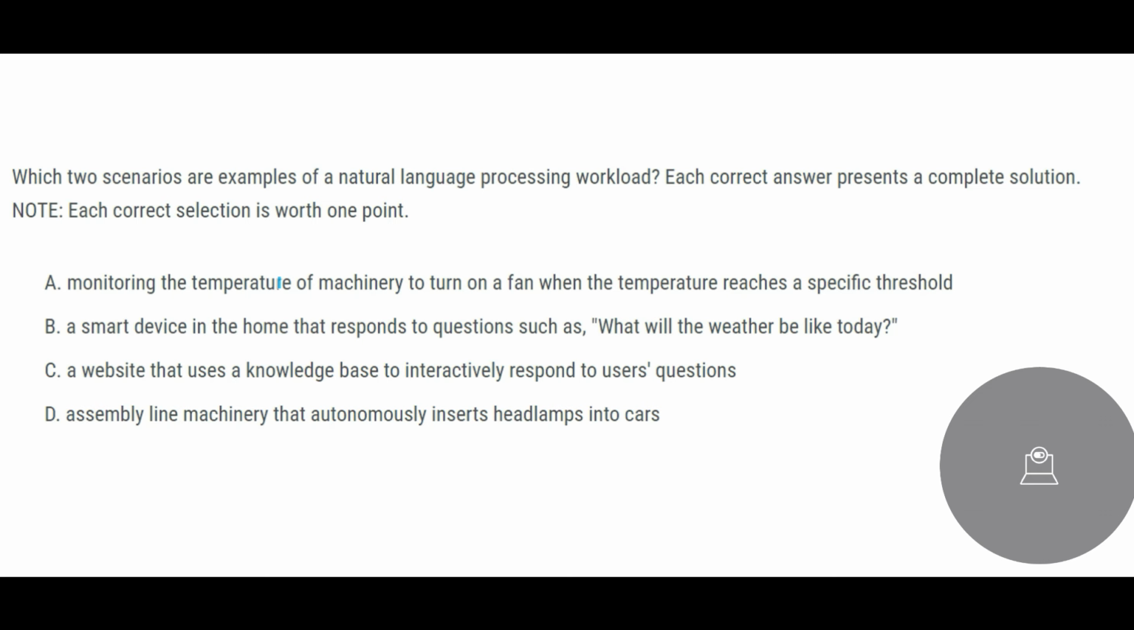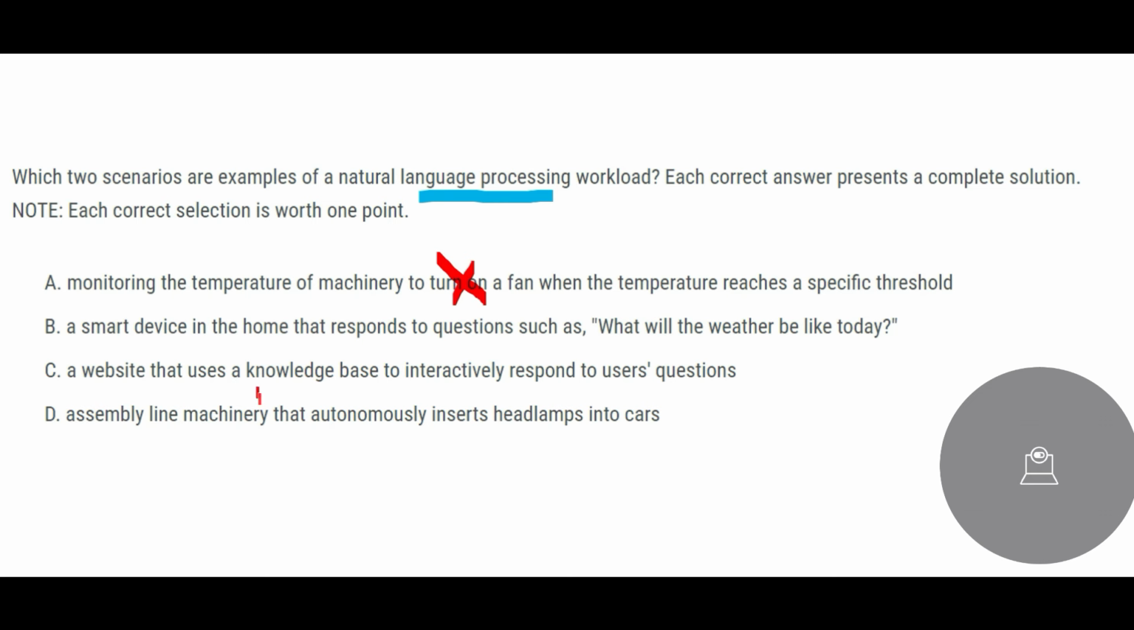The next question asks which two scenarios are examples of NLP, natural language. Natural language means I ask a question and AI should answer. Not option A. Option A says monitor the temperature and turn on the fan if it's too hot. It's a sensor-related activity. NLP has no role to play.